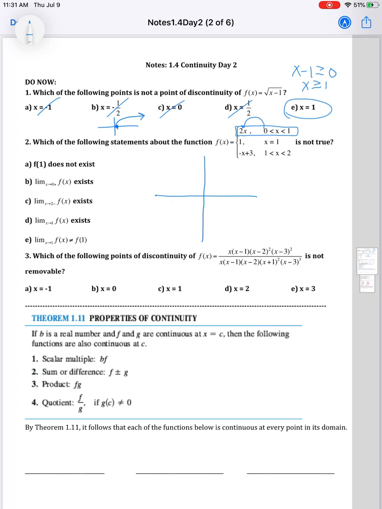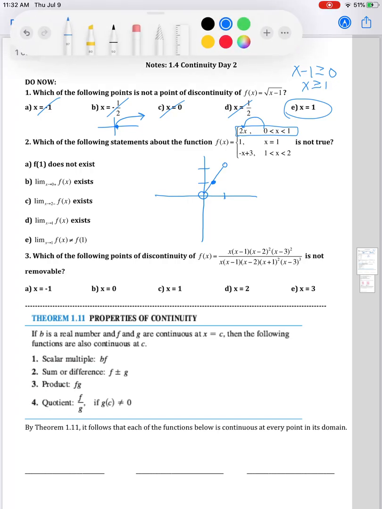So if I subbed 0 into this function, I get 0. So I have 0, 0, open circle. Let's say if I sub 1/2 in, so here's 1, but if I subbed 1/2 in, 2 times 1/2 is 1, so that gives me 1 point there. If I sub 1 in, 2 times 1 gets me 2, but again, open circle. And it's a linear function, so I'm going to connect those dots.